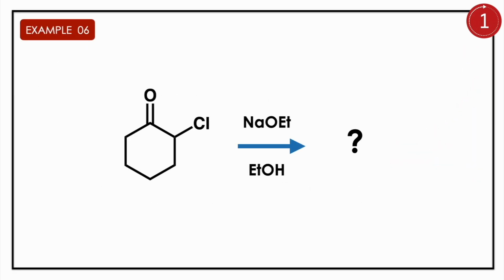Then the next reaction, you have cyclohexanone. At the second position you have chlorine. You are using sodium ethoxide and ethanol. You should find what will be the final product.